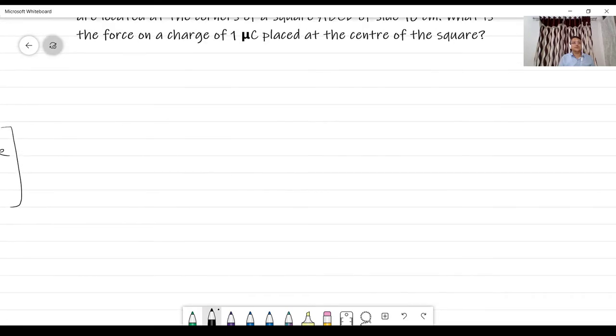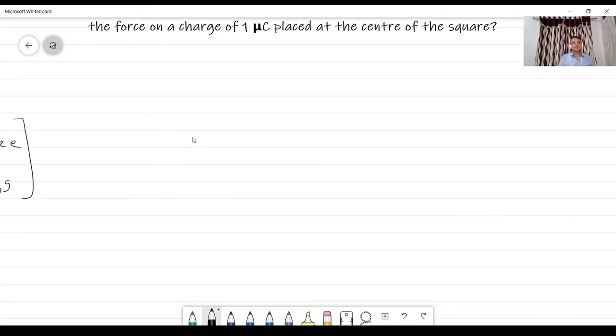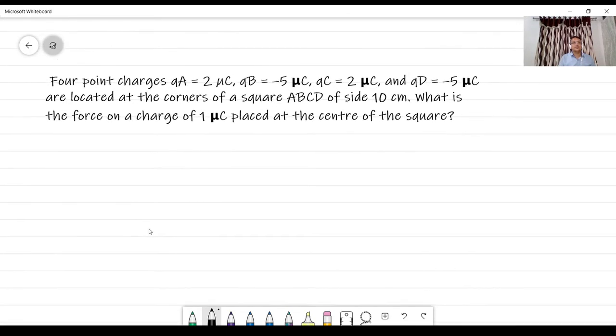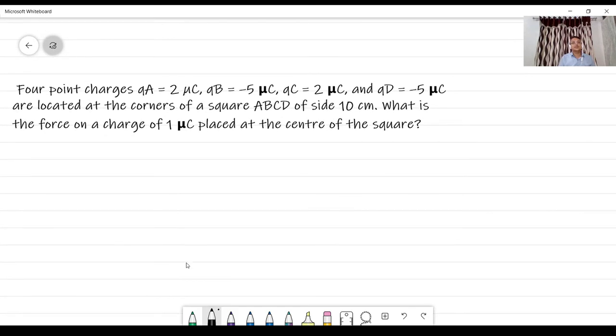There is some advancement, like we'll be discussing the vector form of Coulomb's law here. Now let's discuss this question. The question is, there are 4 point charges QA, QB, QC and QD, and these values are given as 2 microcoulomb, minus 5 microcoulomb, 2 microcoulomb and minus 5 microcoulomb respectively. So they are located on the corners of a square.